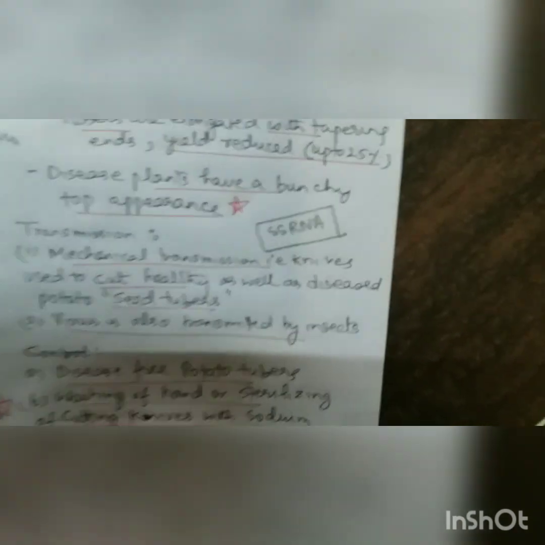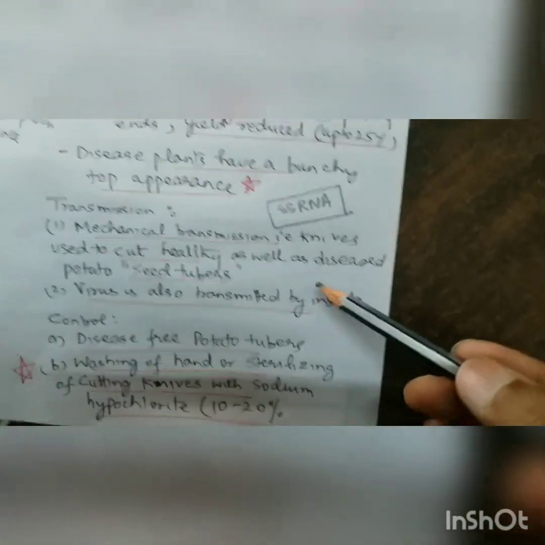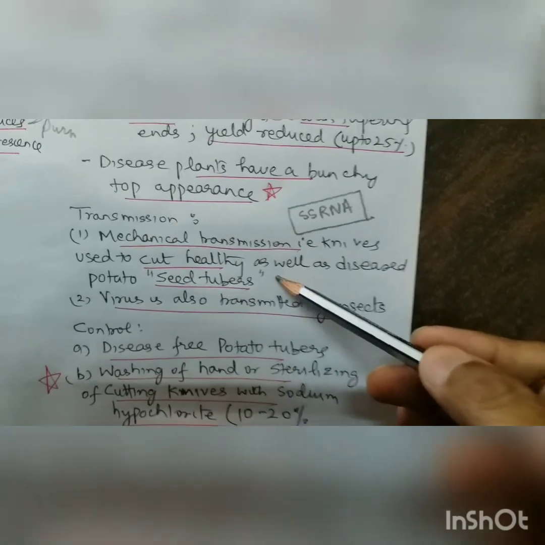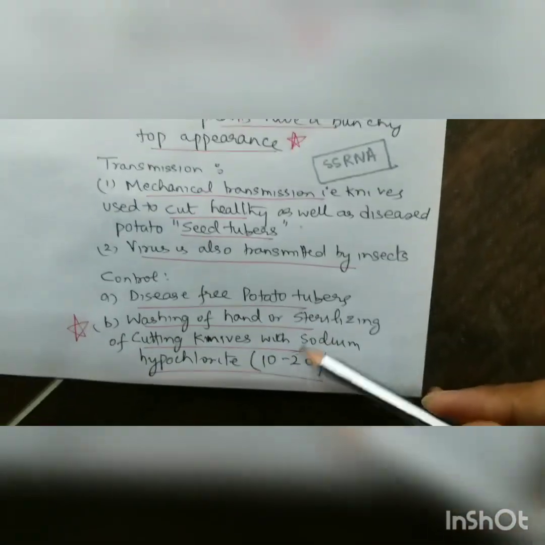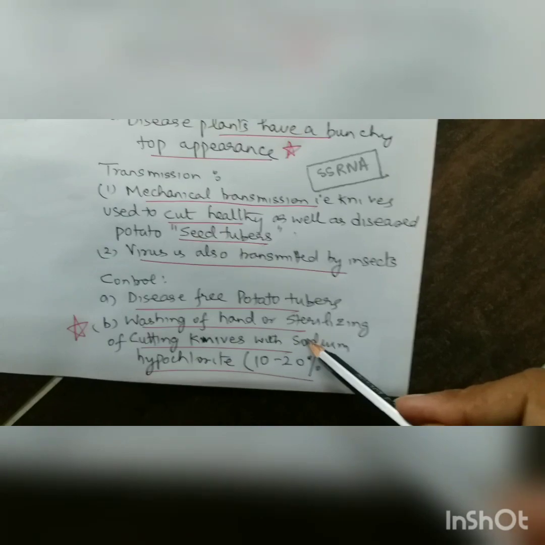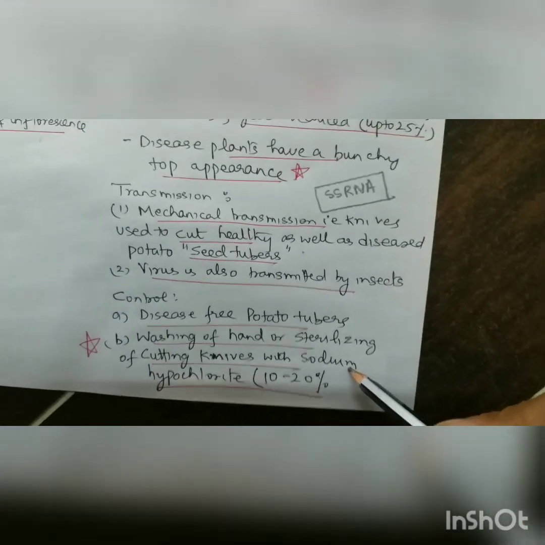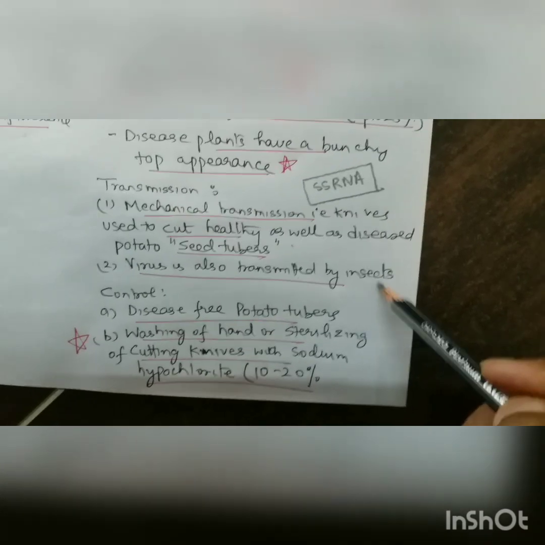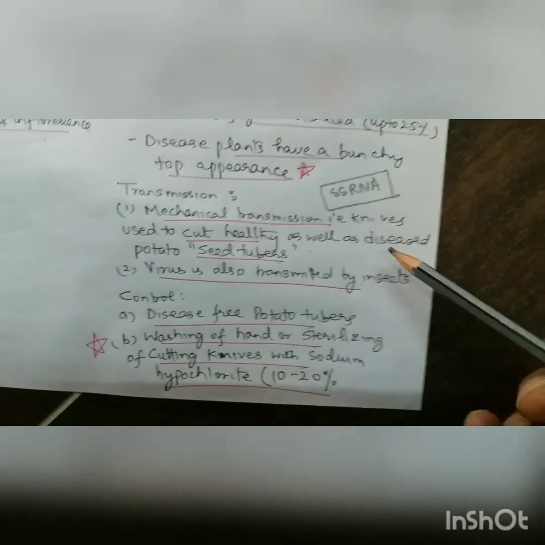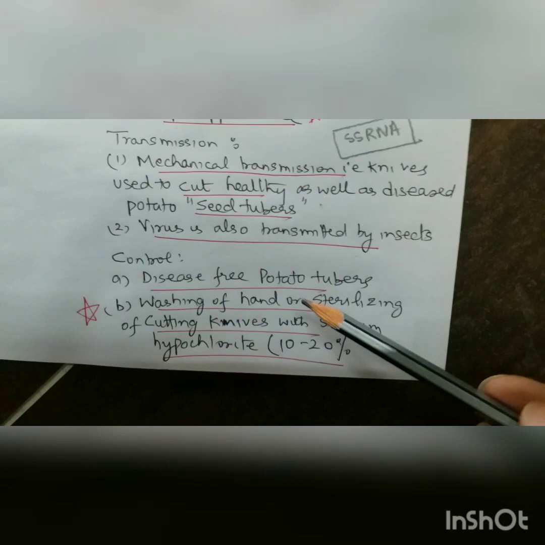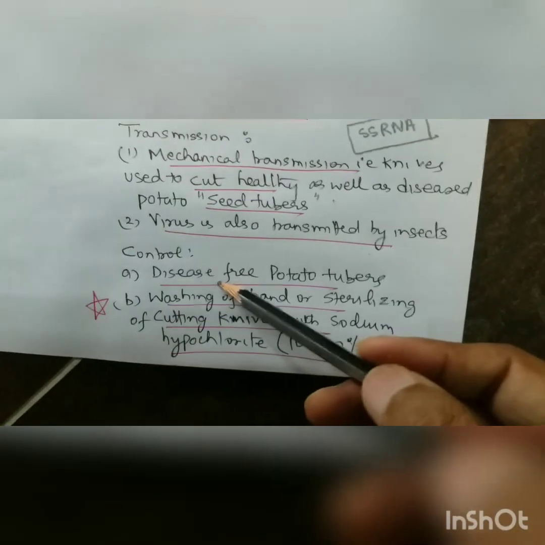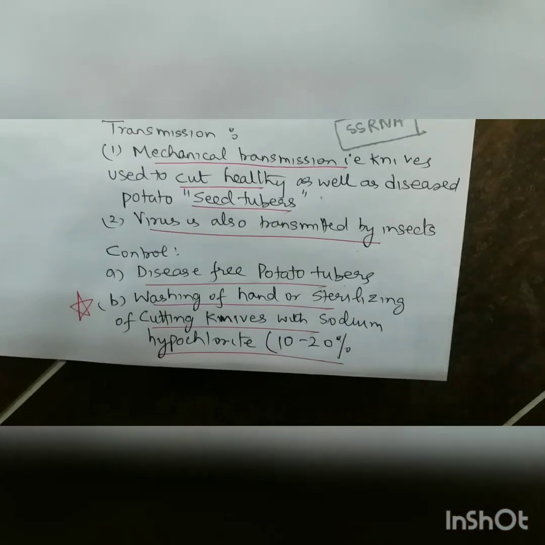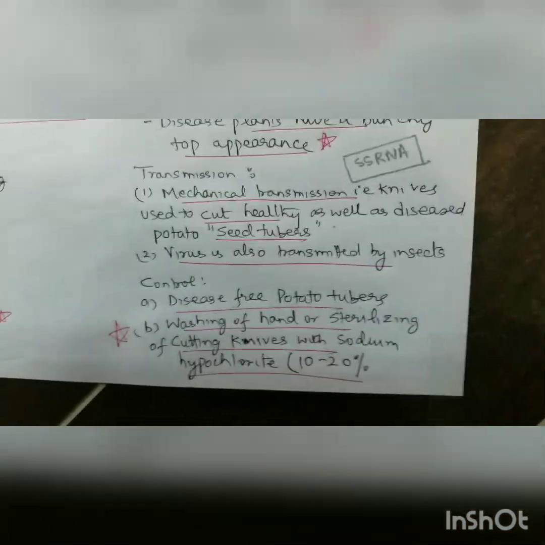Then the knives which you use to cut these seed tubers or seed pieces should be disinfected with sodium hypochlorite, so that there is no transmission of the viroid to the healthy ones. The viroids are also transmitted by insects, and the main control is roguing, that is the removal of infected plants and burning. Disease-free potato tubers should be used. Washing of hands and sterilizing, washing of hands is also required.